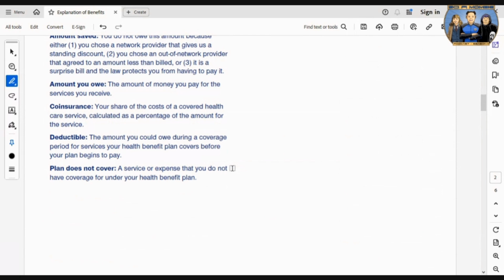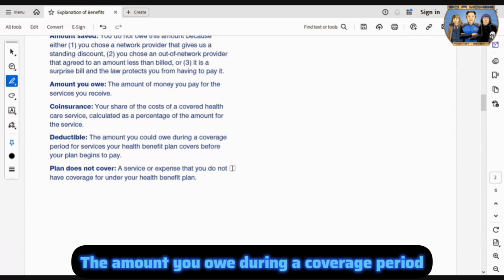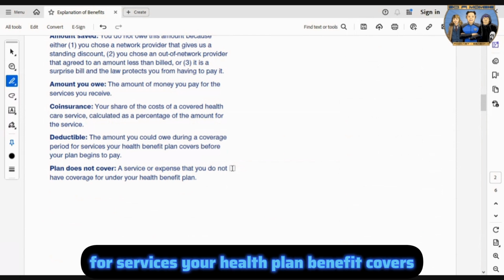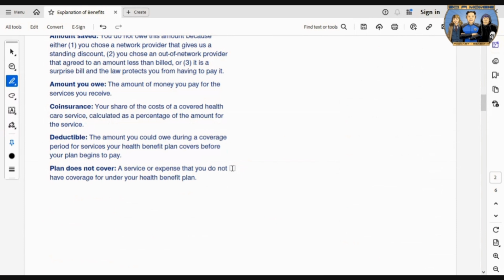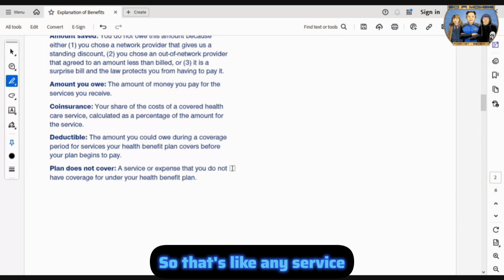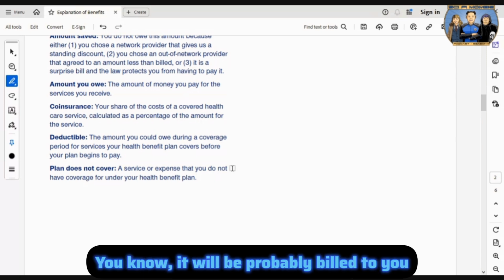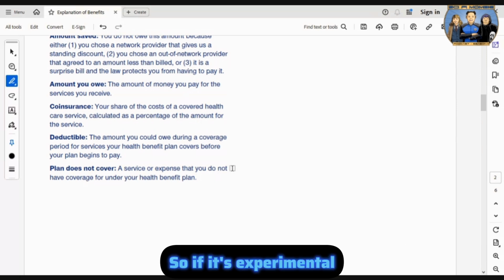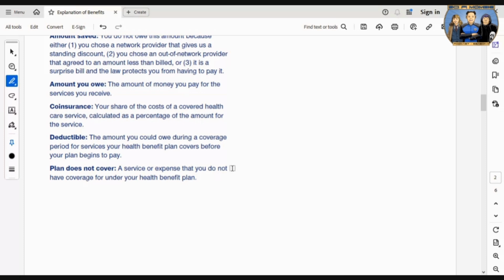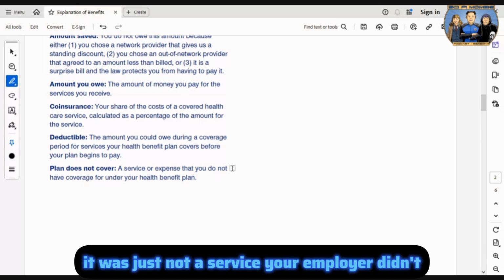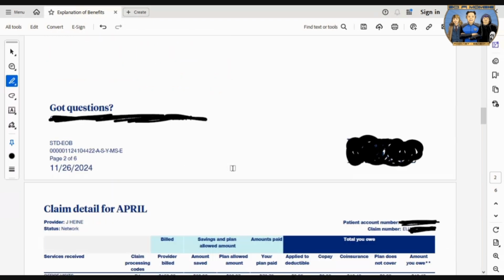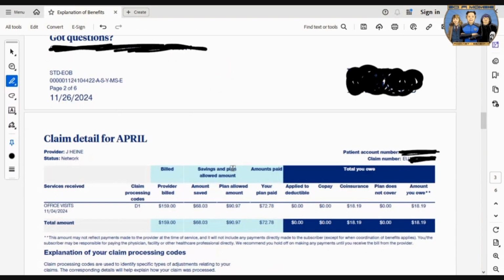Deductible: the amount you owe during a coverage period for services your health plan benefit covers before you begin to pay. Plan does not cover: that's like any service that's just not covered. It will probably be billed to you. So if it's experimental, or it was just not a service your employer wanted you to have, you would be billed for those.